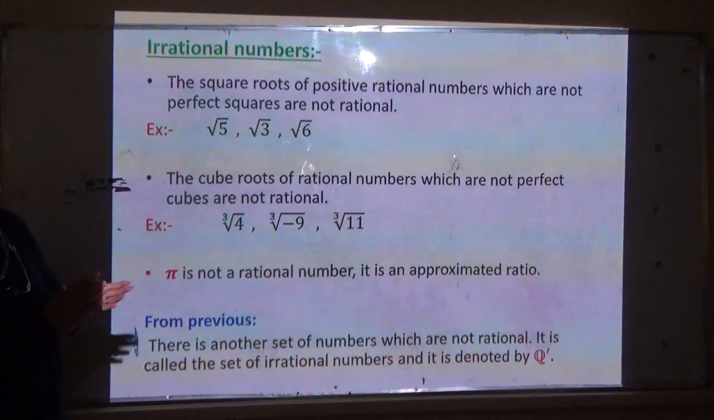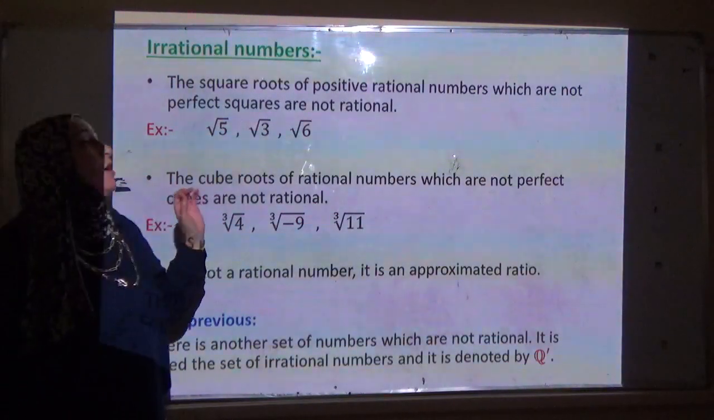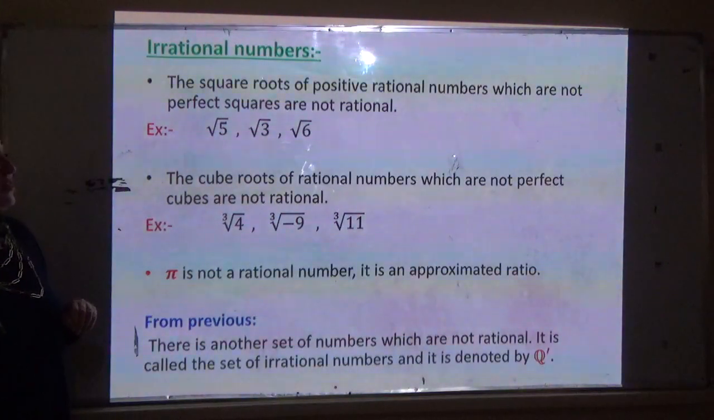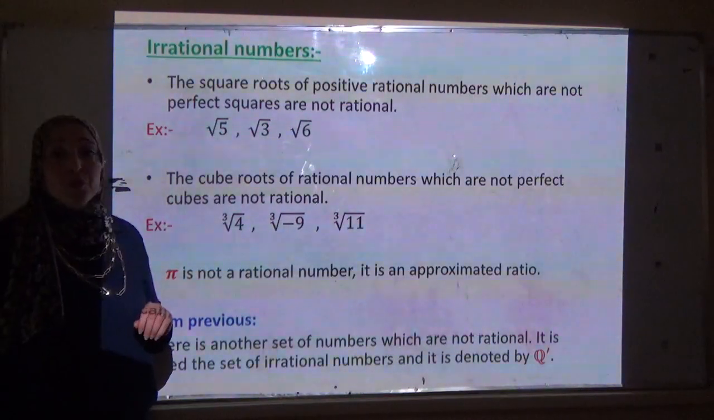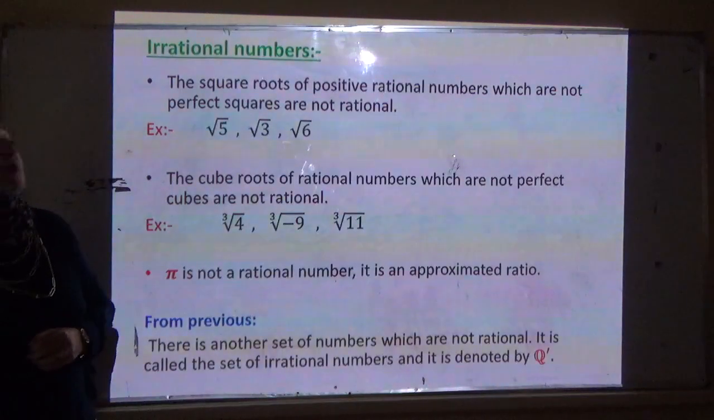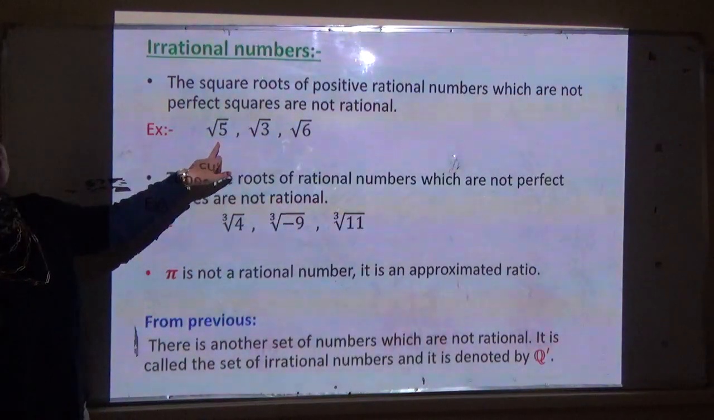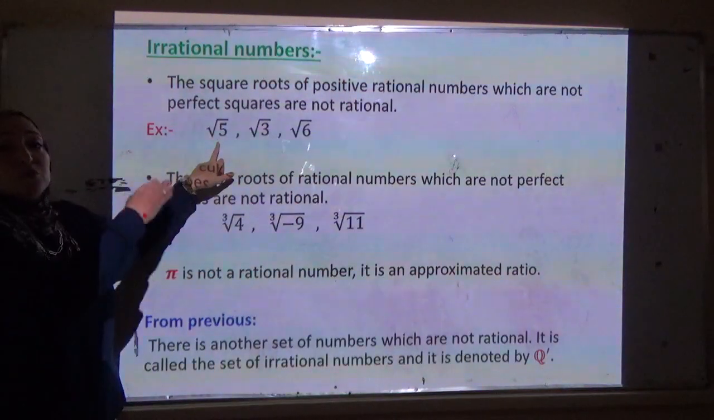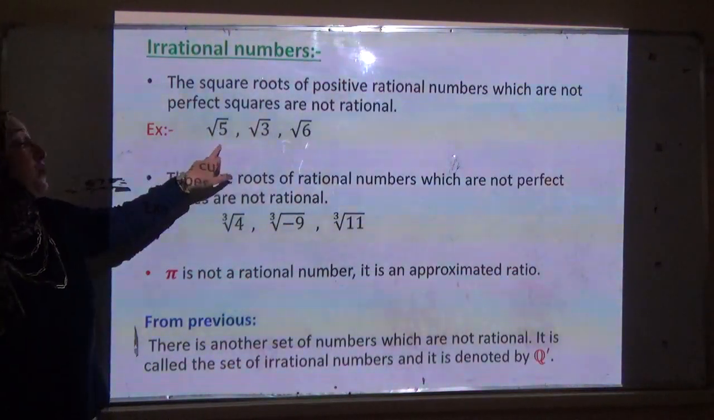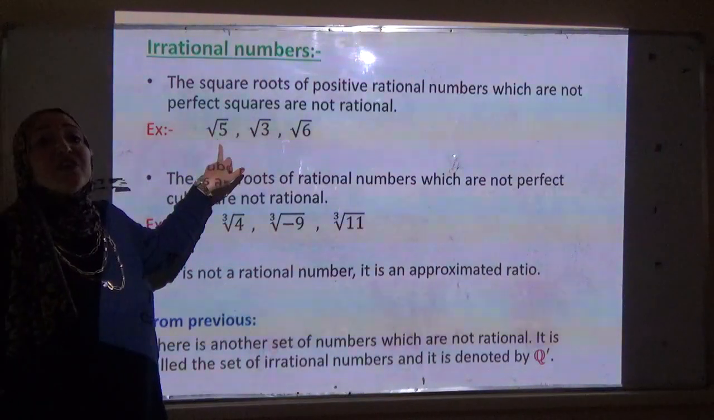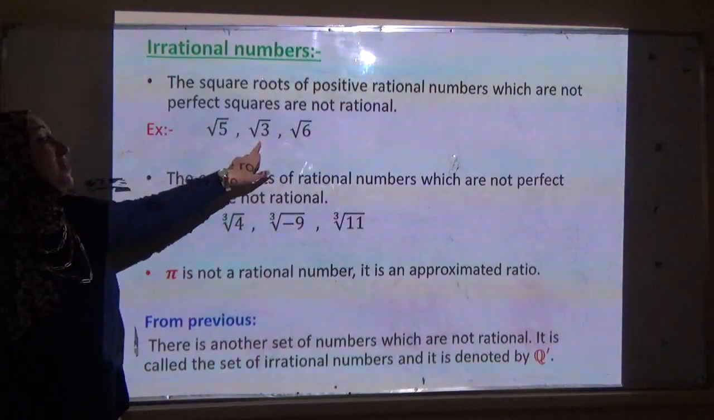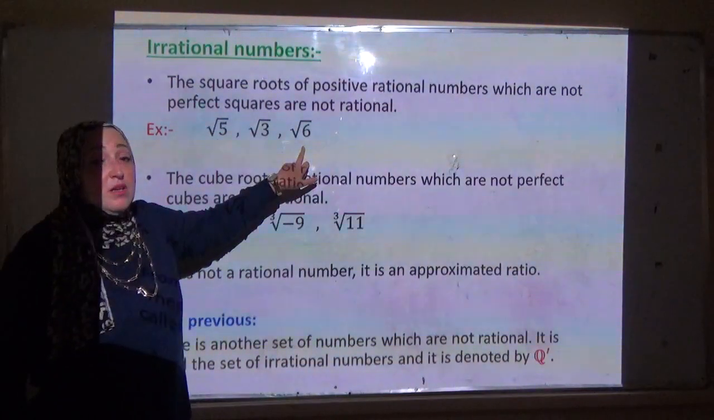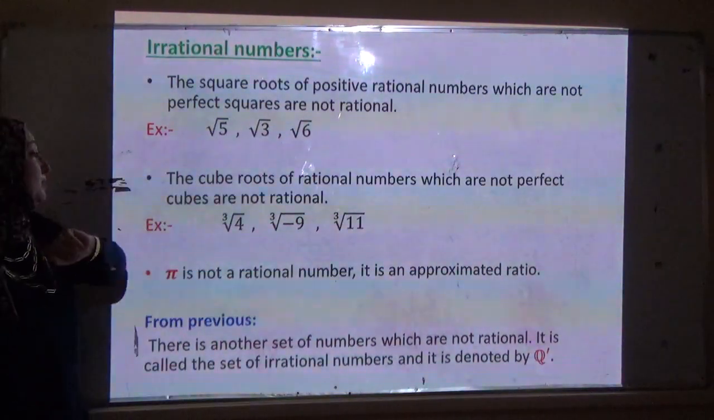Irrational numbers: the square roots of positive rational numbers which are not perfect squares are not rational numbers, so they are irrational numbers. For example, square root 5. We don't have any number with power 2 to give me 5. Then square root of 5 is an irrational number. Square root of 3 is also an irrational number. Square root 6 is also an irrational number.